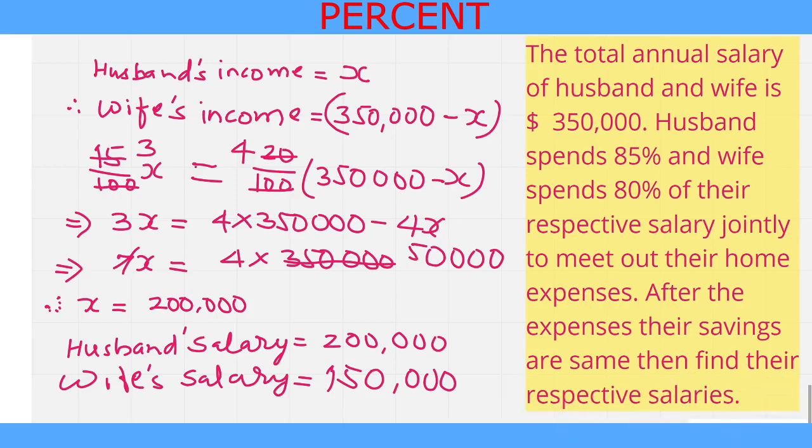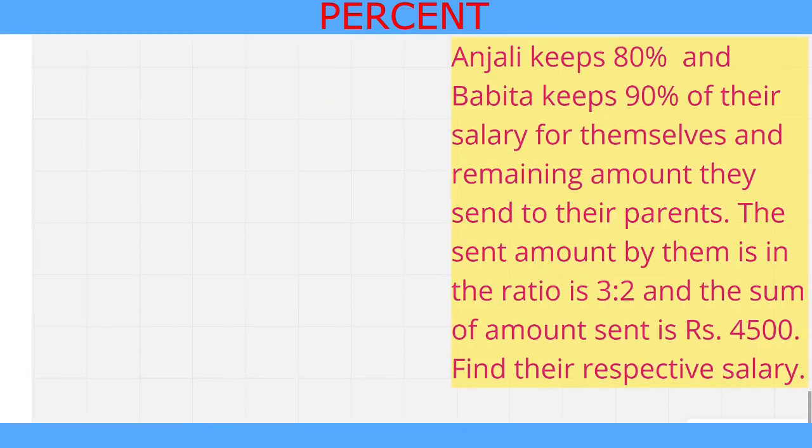Our next question is, Anjali keeps 80% and Babita keeps 90% of their salary for themselves and the remaining amount they send to their parents. The amount sent by them is in the ratio 3:2 and the sum of the amount sent is rupees 4,500. Find their respective salary. We solve this question like this.